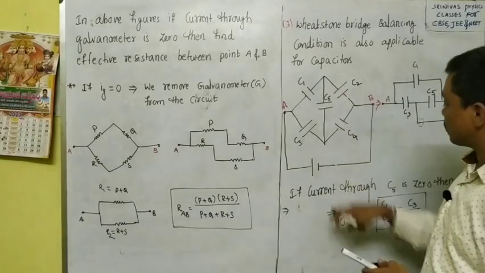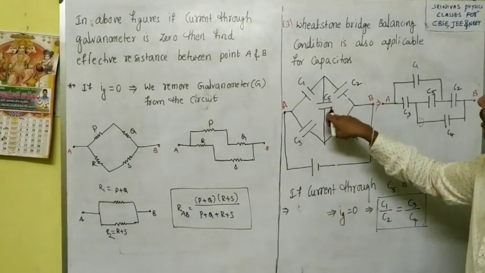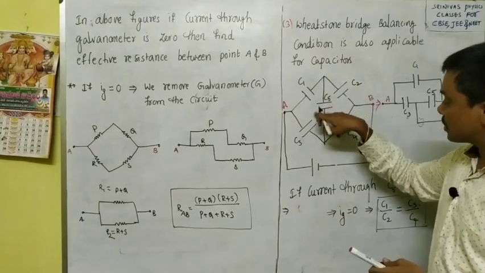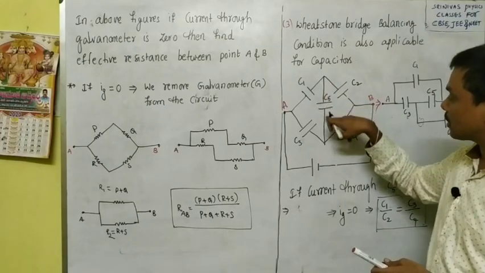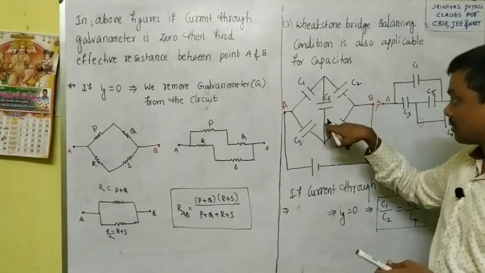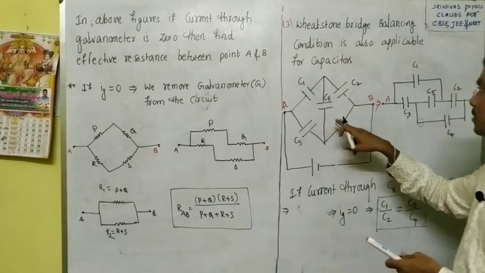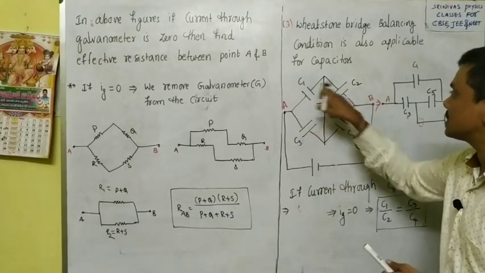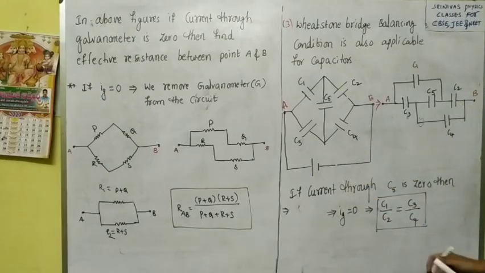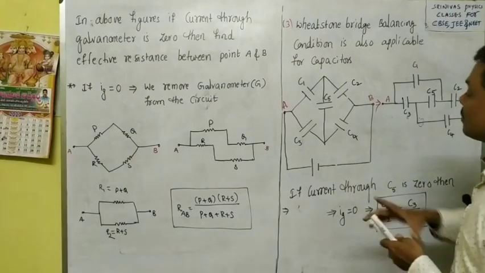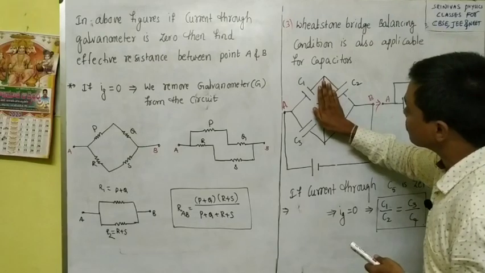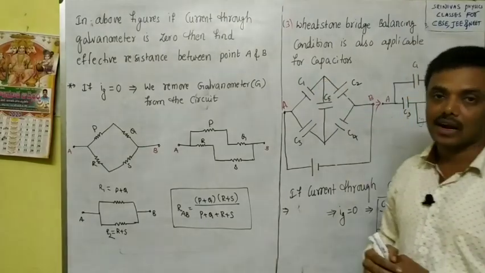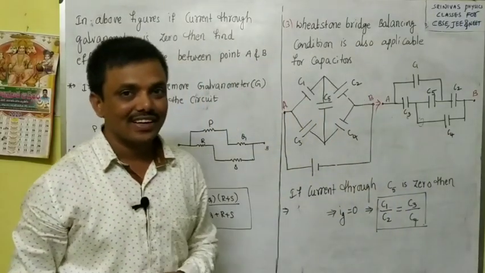Okay, instead of the galvanometer here a capacitor is there. If the current through the galvanometer is 0, here current through capacitor C5 is 0, then the ratio of the capacitances C1 by C2 is equal to C3 by C4. And the effective resistance also we can find out. Current through C5 is 0 means we can remove this part, and these two are in series and these two are in series, and their effective resistance is in parallel combination. Easily we can find out, right?